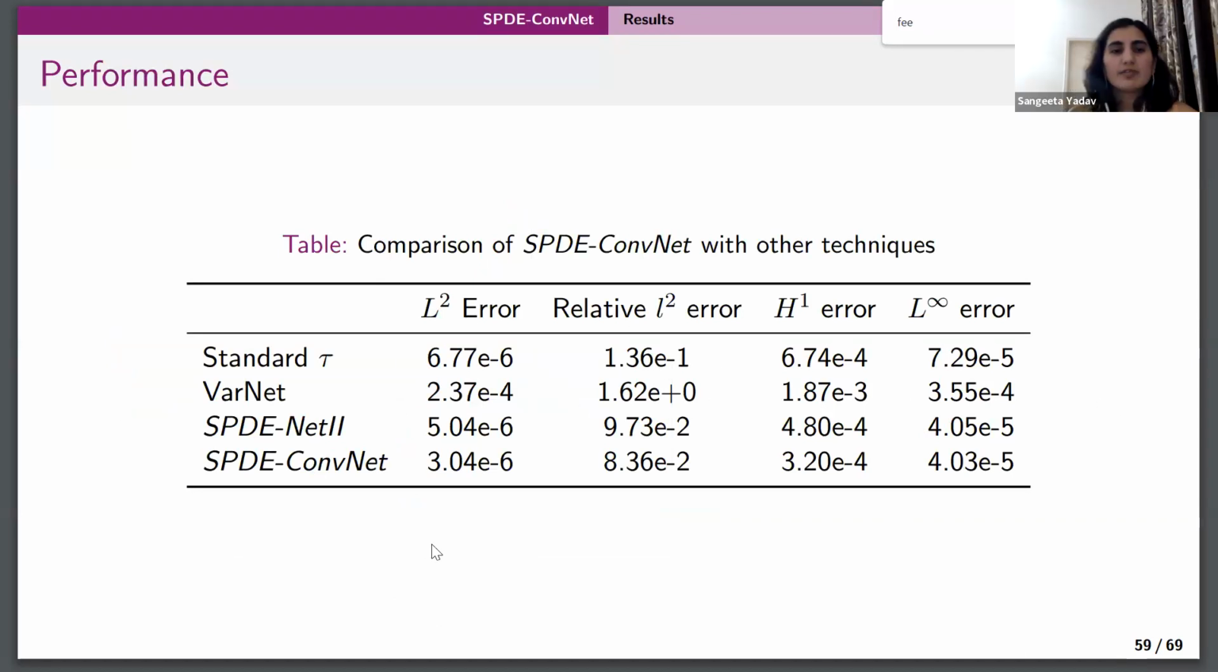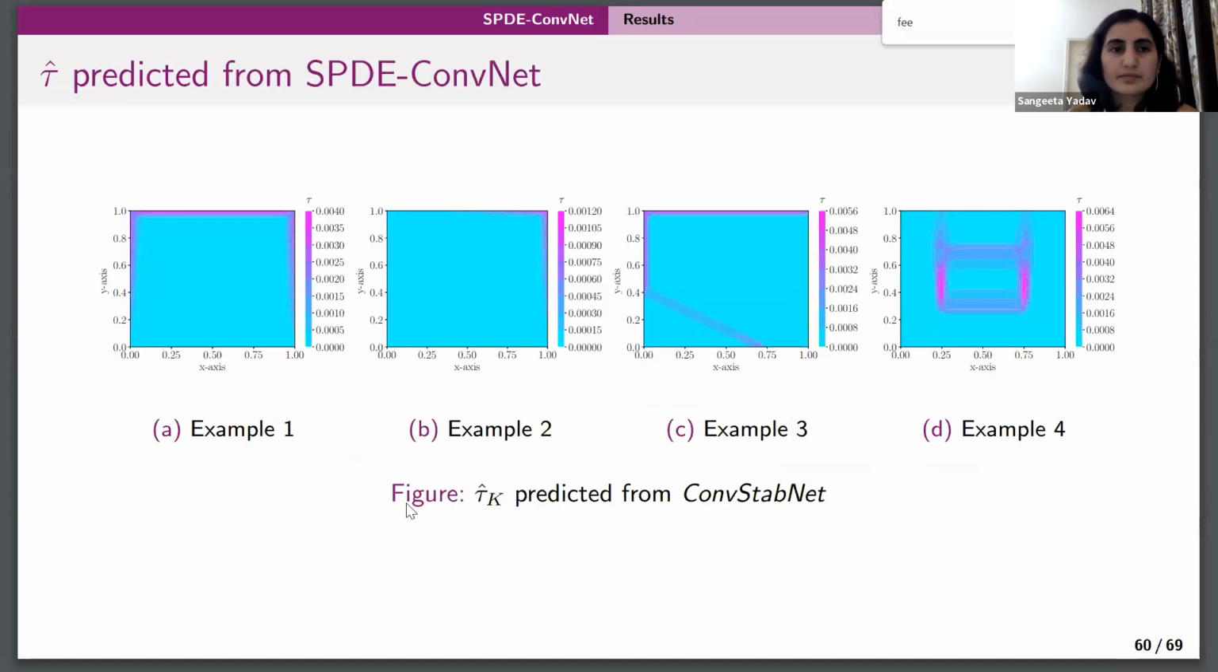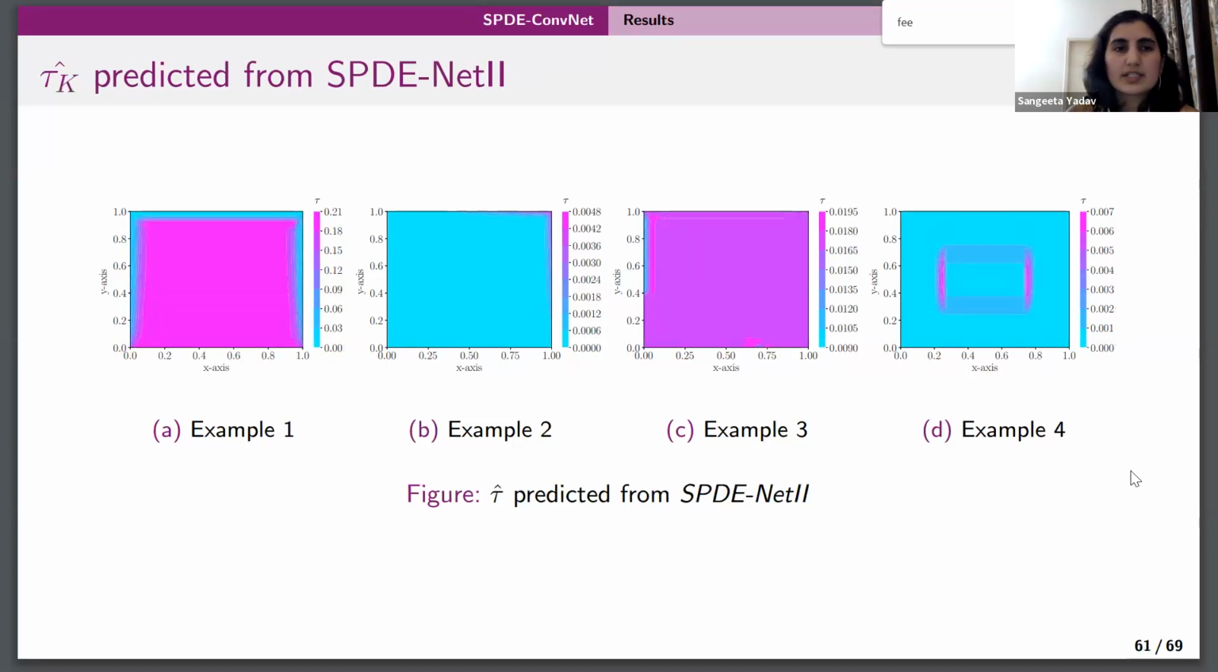So here in this table, we compare the performance of standard tau, VARNet, SPDNet2 and SPDConNet in terms of these 4 error metrics. For all the 4 error metrics, we can clearly see that the performance of SPDConNet is not just better than standard tau and VARNet, but it is also performing better than the SPDNet2 case. Here I am showing the tau predicted from SPDConNet, and this is what we have obtained from SPDNet2.